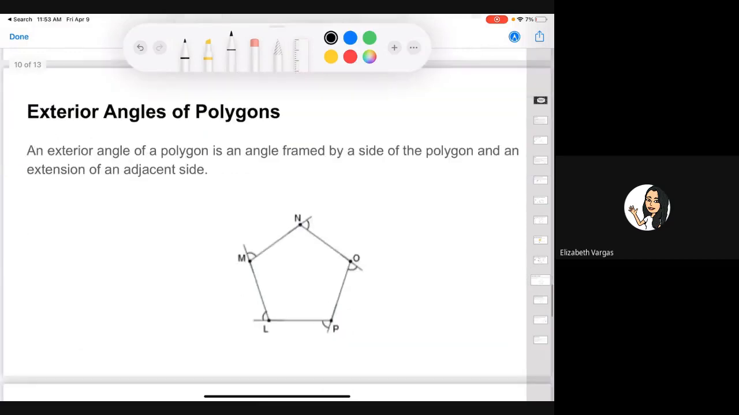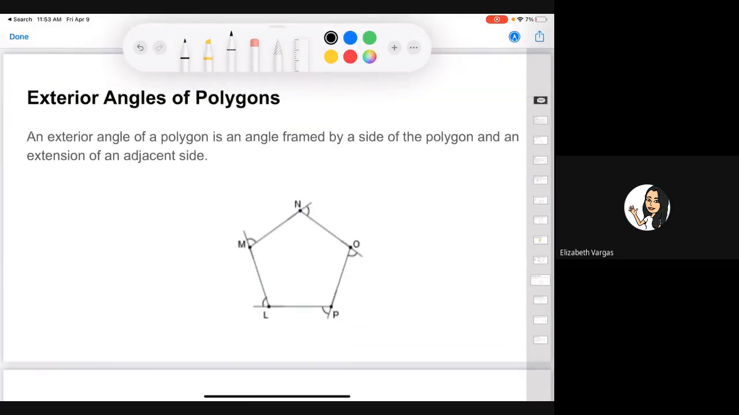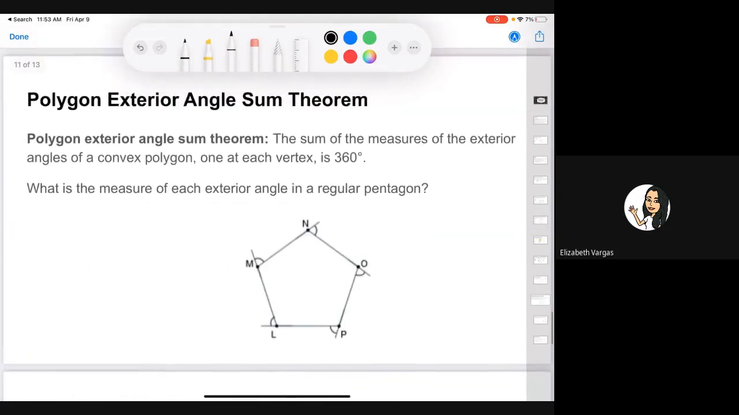Okay. So what about exterior angles? An exterior angle of a polygon is an angle formed by a side of the polygon and an extending of an adjacent side. So basically our exterior angles are those angles on the exterior. How do we solve for the sum of these exterior angles? Well, the sum of the measure of exterior angles of a convex polygon, one at each vertex, is 360. So the exterior angles are always going to be equal to 360.